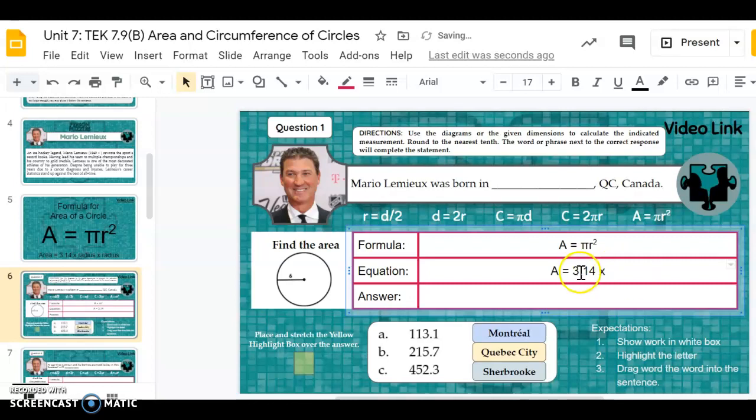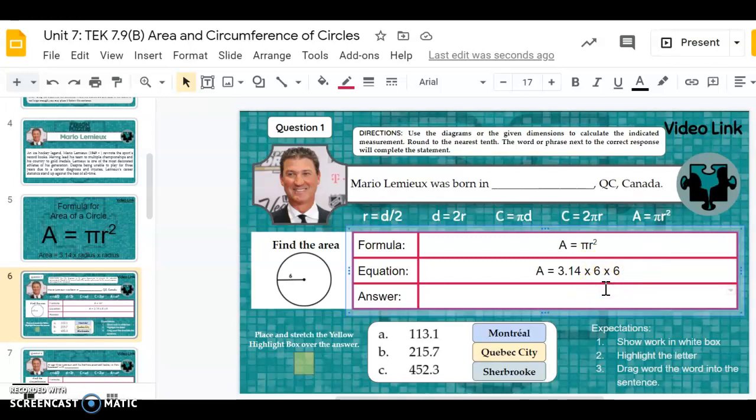Now I'm going to do a multiplication sign. I'm not going to do the little dot because that's confusing people. I'll just do the X since we don't have a lot of X's in here. Then I have 6. Now, I am not going to put the little 2 right there. I'm going to put 6 times 6. That's going to help you out, because if we do the little 2 up there, some people will just do 6 times 2, and that's going to confuse you. So I'm going to write it out. Area equals pi times radius times radius.